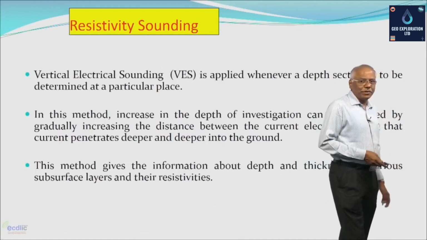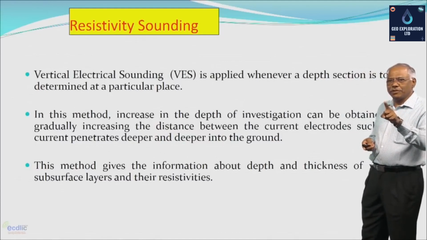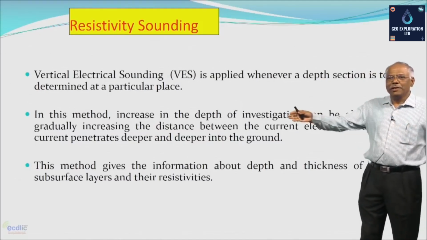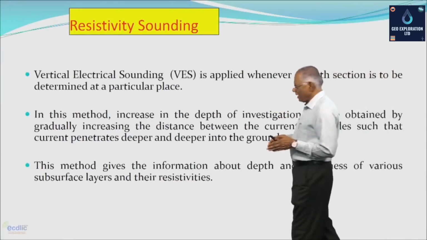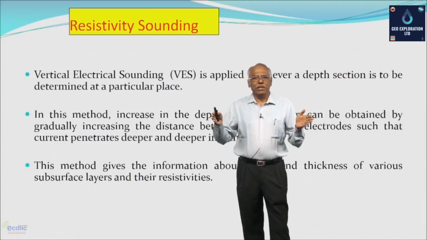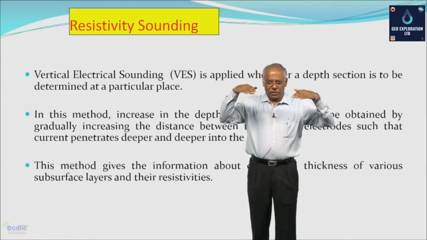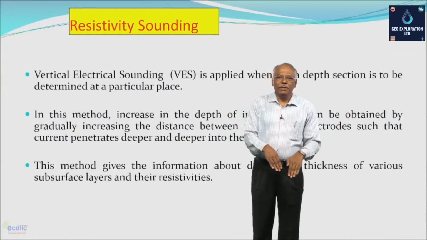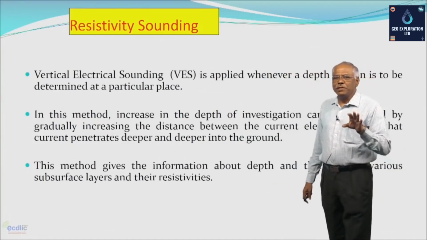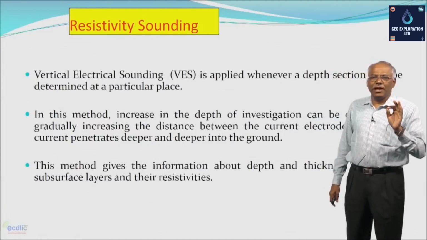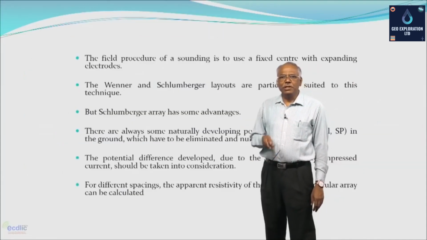That is the basic difference between these two. In the case of sounding, increase in the depth of investigation can be obtained gradually by increasing the distance between the current electrodes. So, as either in the Wenner or in the Schlumberger, you can increase the distance between the current electrodes. That means you are going to higher and higher levels of depth for the investigation, and it is possible with this. And therefore, this gives you information about the depth and thickness of the subsurface layers and their resistivity by using the sounding.